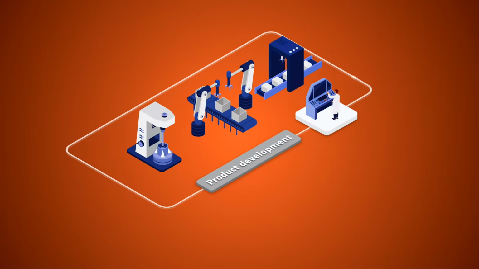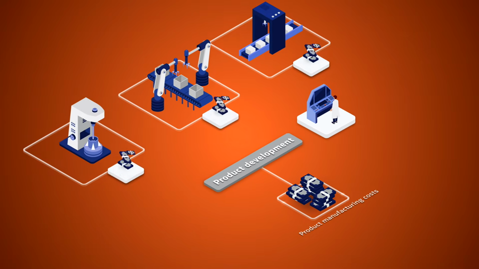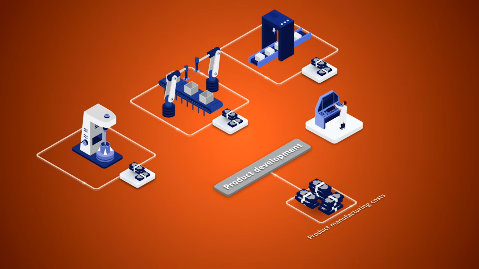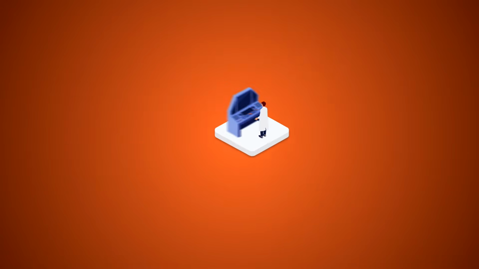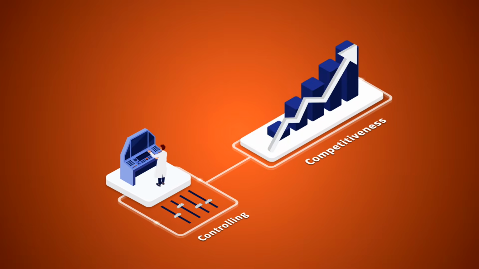Product development is where subsequent product manufacturing costs arise. It's good if these are known during all stages of development. This makes it easier to meet targets. In addition, in controlling, you now need to understand your own competitiveness relative to the market.